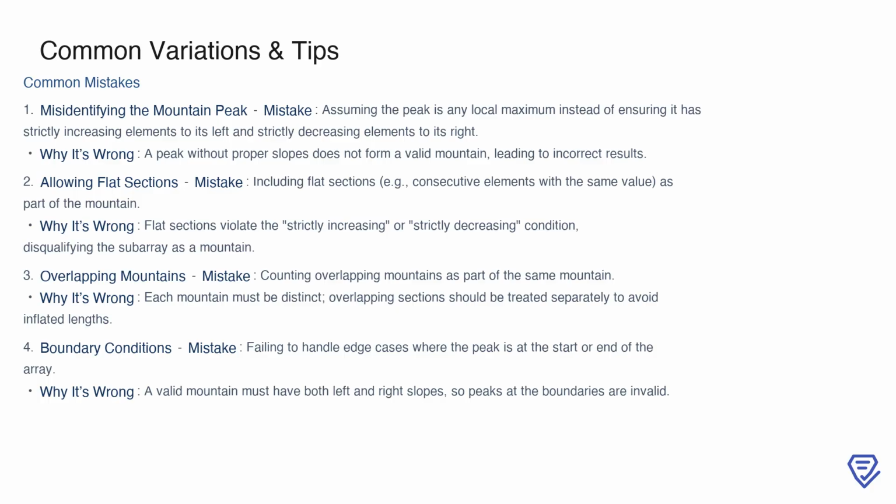Finally, boundary conditions often get overlooked. Mountains cannot have their peaks at the boundaries of the array because a valid mountain requires slopes on both sides. Ignoring this can lead to invalid mountains being counted, which skews the solution.